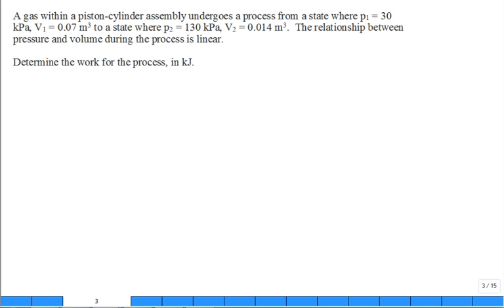Let's solve this problem. A gas within a piston-cylinder assembly undergoes a process from a state where P1 is 30 kilopascal and V1 is 0.07 meter cubed to a state where P2 is 130 kilopascal and V2 is 0.014 meter cubed. The relationship between pressure and volume during the process is linear. Determine the work for the process. What I typically like to do is organize the information given. So we start at state 1, and we just repeat the information. P1 is 30 kilopascal. Is that a high pressure, low pressure?